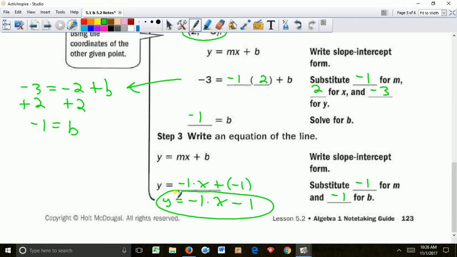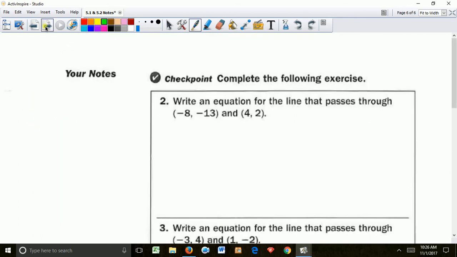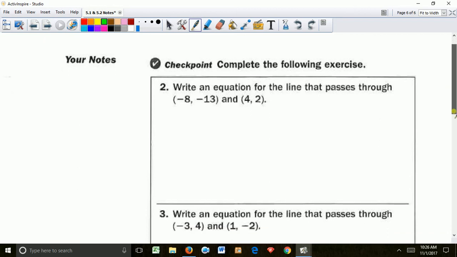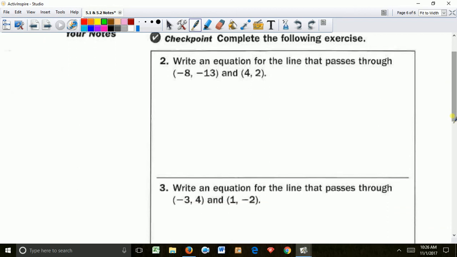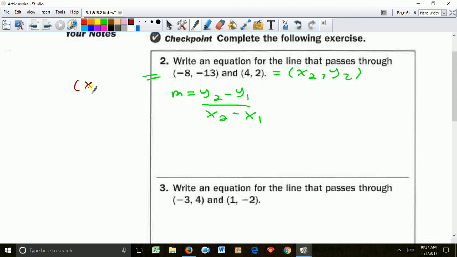All right, so moving on to the checkpoints. Here you got write an equation for the line that passes through -8, -13, and 4, 2. Step number 1, you want to find the slope. So writing out the slope formula, you get y2 minus y1 divided by x2 minus x1. So in this case, I'm going to make 4, 2, x2, y2. And then -8, -13, the same thing as x1, y1.